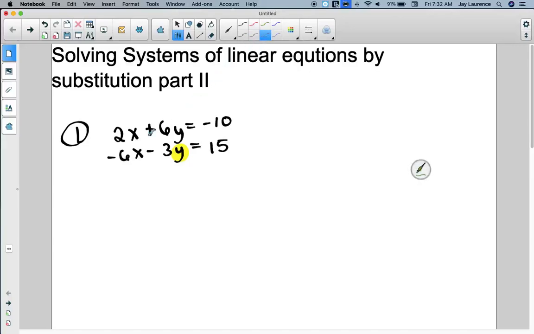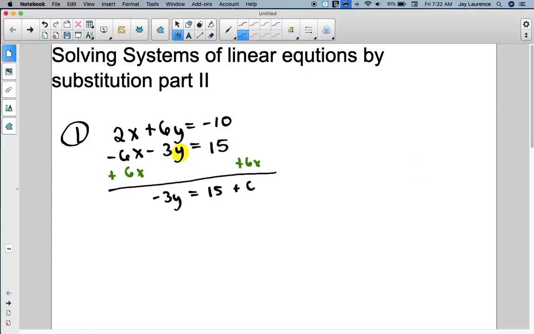All right, so anyway, let's solve for y in the second equation. First, I'm going to add 6x to both sides, and that will give me the equation. Be careful here, don't drop your negative. Negative 3y equals 15 plus 6x. And now I need to get the y alone. I'll divide by negative 3. And remember, do it 3 times.